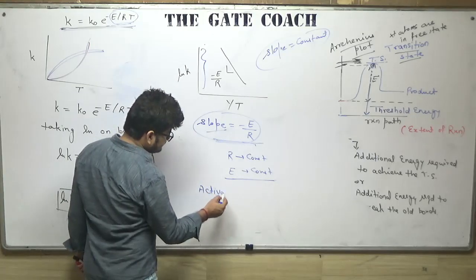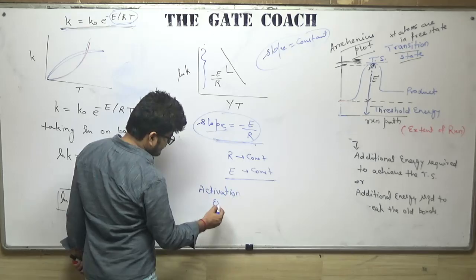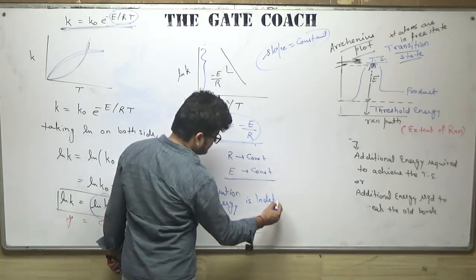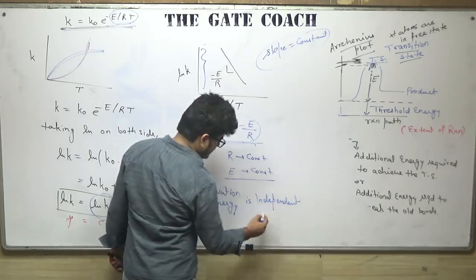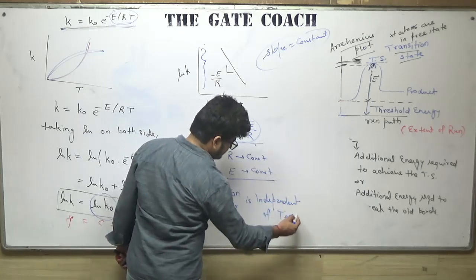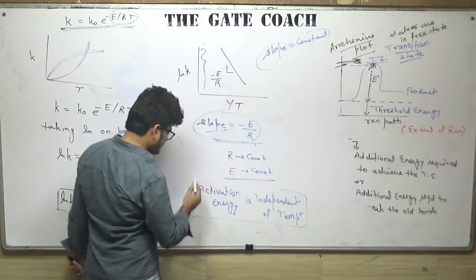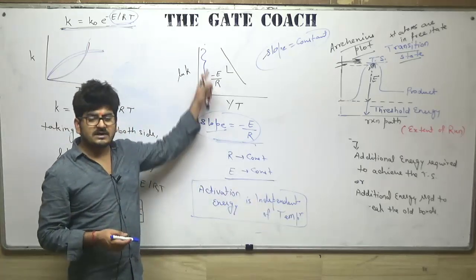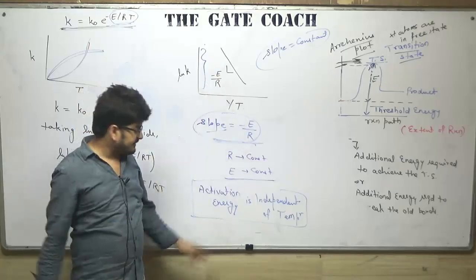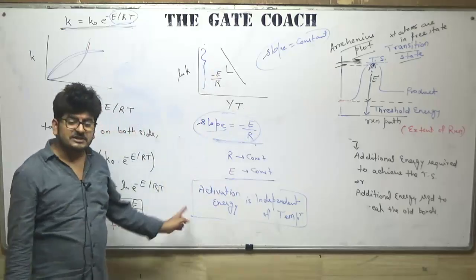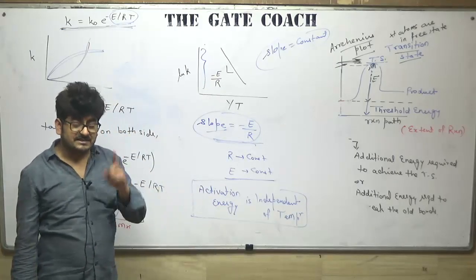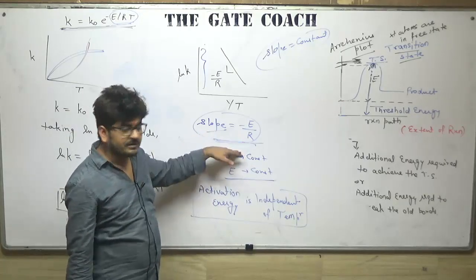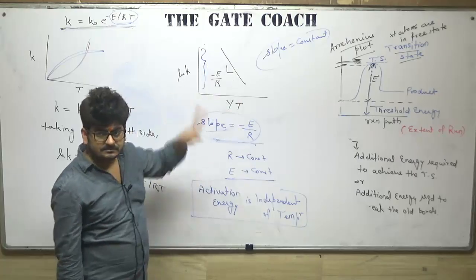activation energy is independent of temperature. That's why we are able to draw the straight line. If activation energy changes with temperature, then the slope will also change, and if the slope is changing, then we cannot get the straight line.